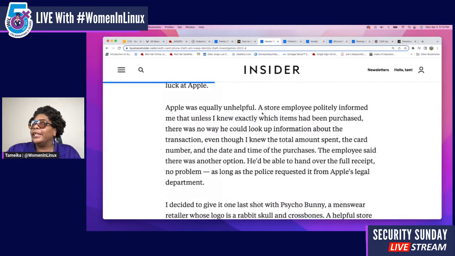Apple was equally unhelpful. A store employee informed me that unless I knew exactly which items had been purchased, there was no way he could look up the information about the transaction, even though I knew the total amount spent, the card number, the date, and the time of the purchases. The employee said there was another option. He'd be able to hand over the full receipt, no problem, as long as the police requested it from Apple's legal department.